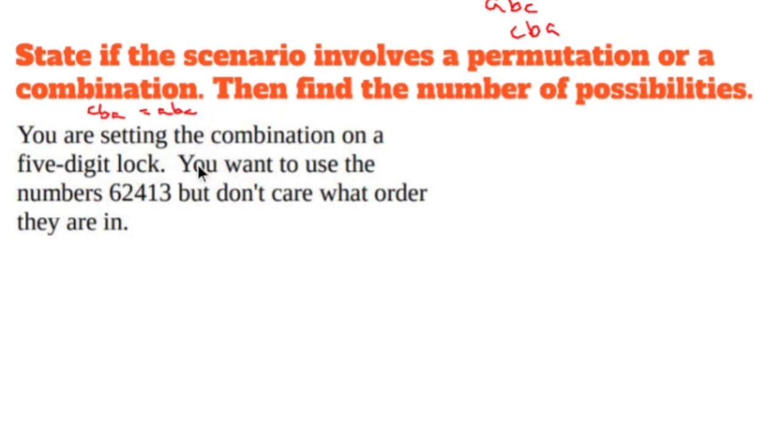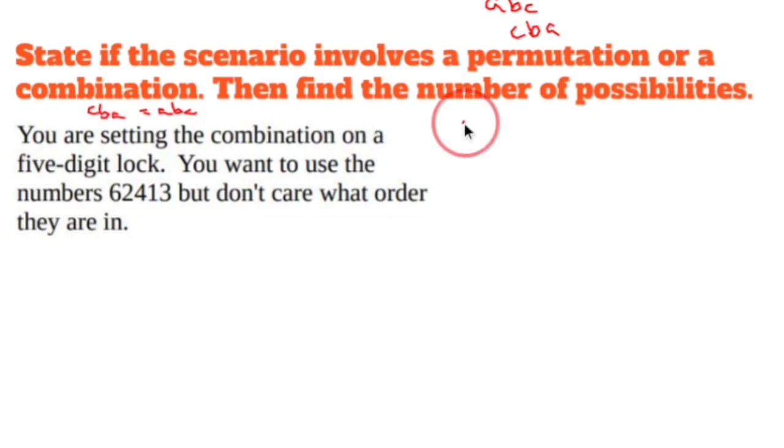The answer seems kind of obvious. You want to use the numbers 6, 2, 4, 1, 3, but you don't care what order they're in. You're automatically thinking, I don't care about order, and it says the word combination, so it's going to be a combination. Wrong. It's not a combination.